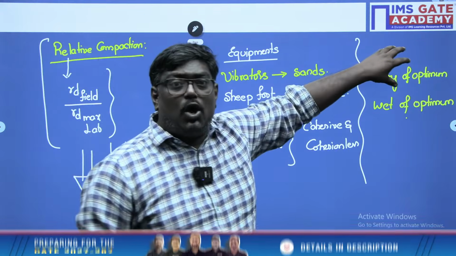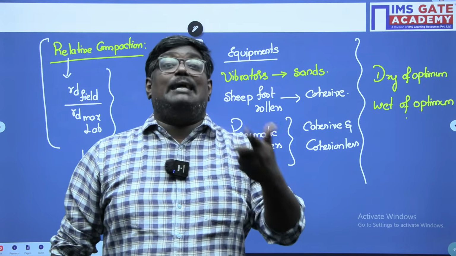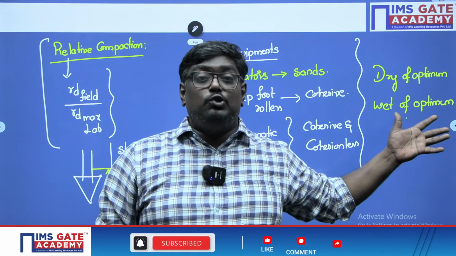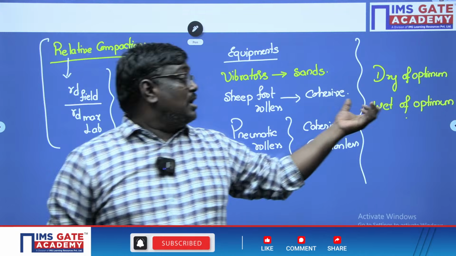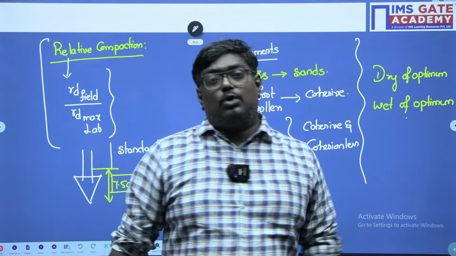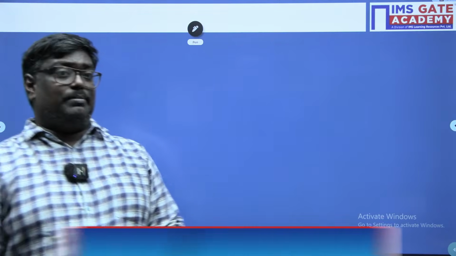So when I talk about dry of optimum, it has more swelling and at the same time more shear strength. As it is having more swelling, it will be used for the outer shell. If you see wet of optimum, it has less swelling, so it will be used for the core of earthen dams. So these are the practical applications of compaction, my dear students.